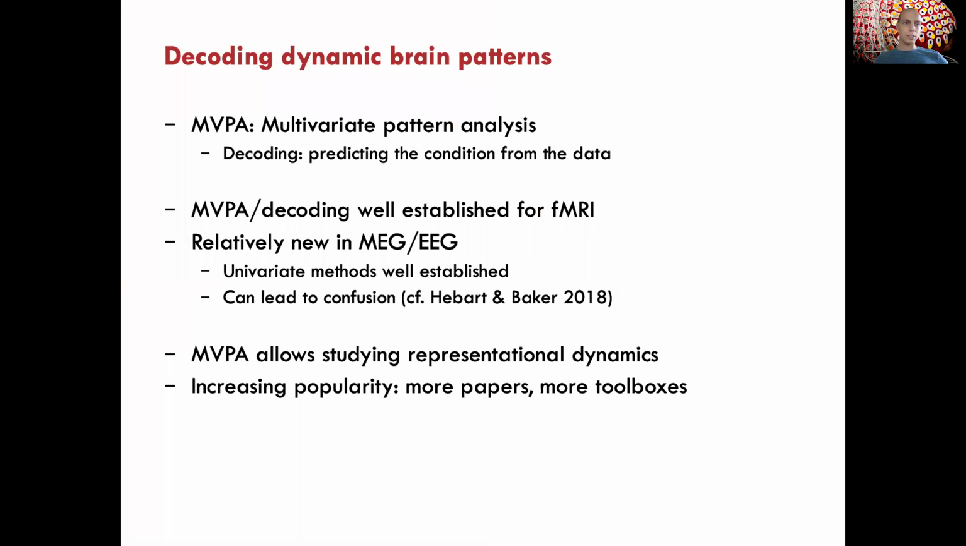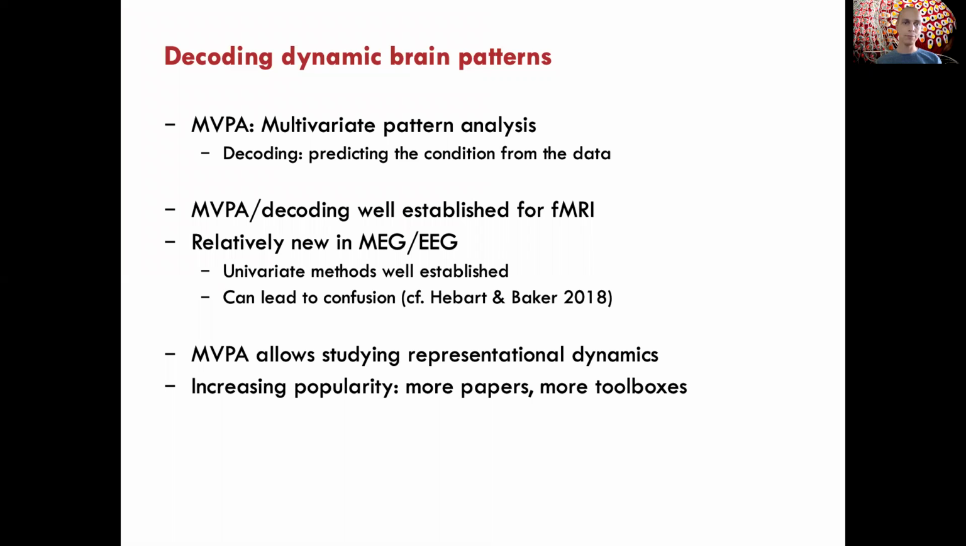Now, the general terms MVPA and decoding are somewhat used interchangeably. MVPA stands for multivariate pattern analysis. You also sometimes see multivoxel pattern analysis. And decoding is one of the tools in the MVPA toolbox that refers to predicting the condition from the data. MVPA and decoding methods have been used for the past 20 odd years in fMRI, and they're well established in that field. But they're still relatively new in MEG and EEG, and this is going to be the focus of my talk today.